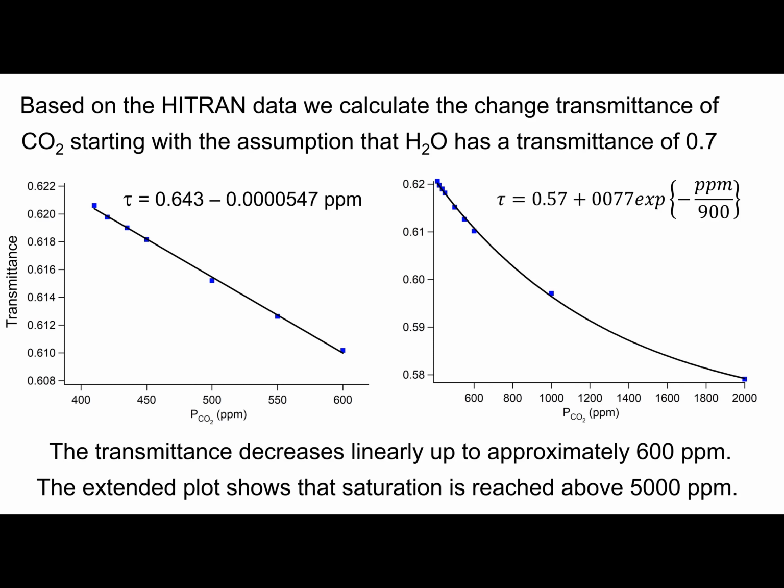The figure on the right shows a longer time frame. I have added a few much higher CO2 partial pressures on the right for comparison. While the decrease in transmittance is linear in the near term, I mean for the next 100 years, we can see that it does start to level off if the CO2 concentration is high enough. The skeptic's argument about saturation would come into effect by about 5,000 parts per million.